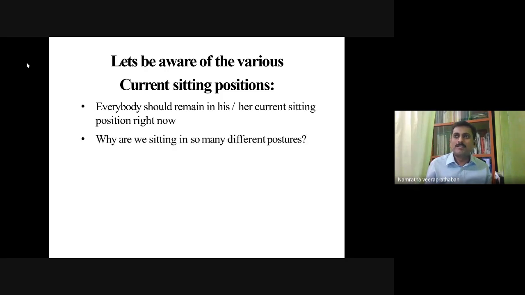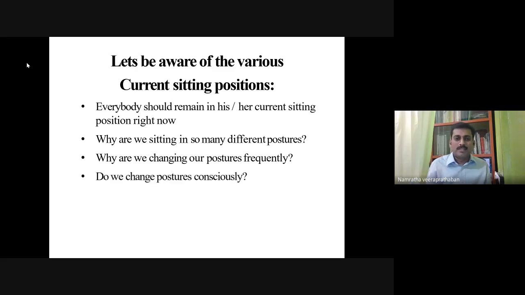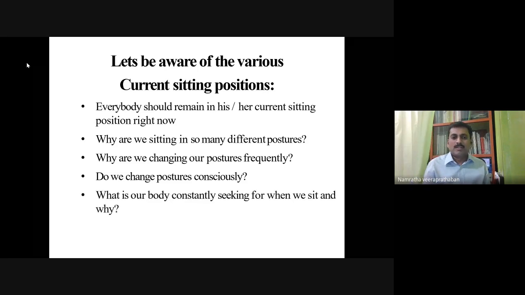Why are we sitting in so many different postures? Why are we changing our postures frequently? You have to think about it from this perspective. When we change our posture, are we doing it consciously, or does it happen unconsciously? You have to get those answers. And if you change your posture constantly, why? What is our body constantly seeking when we sit? Please ask this question so that you will try to find the answers.